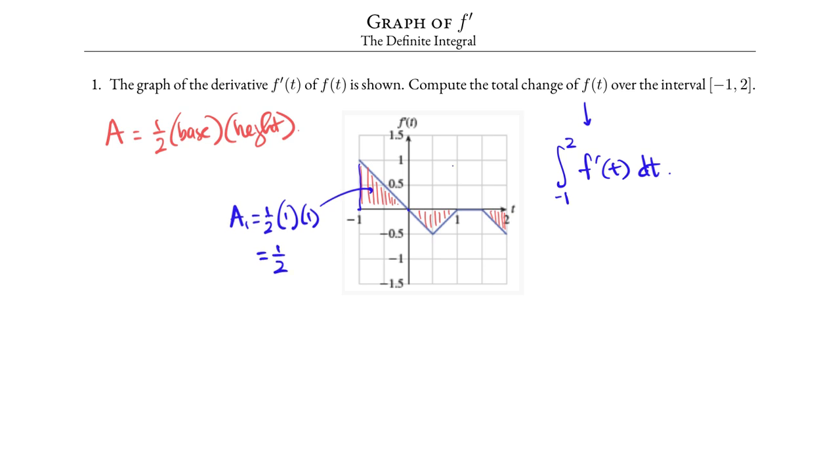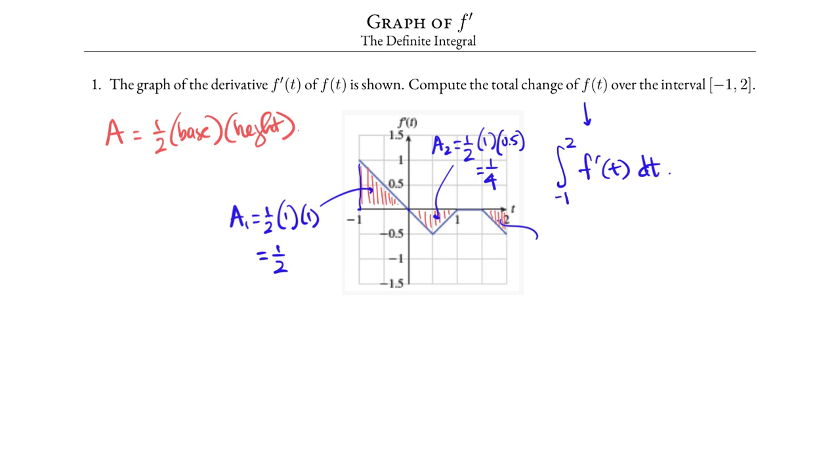For the second triangle, we label the area a sub 2. The base is 1 from 0 to 1, and the height is 0.5. 0.5 is 1/2, so this area 2 is 1/4.